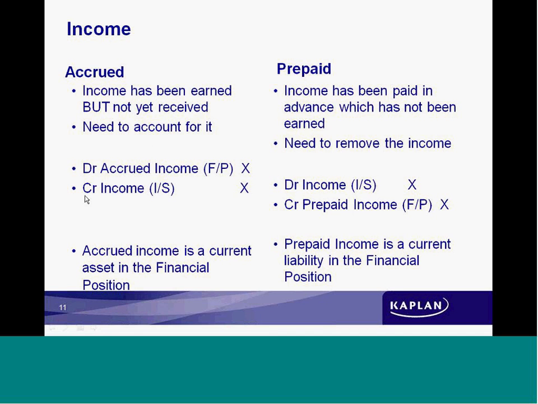We need to debit the accrued income in the financial position. We need to credit the income in the income statement, because we need to increase the income, the revenue, since we've earned it in this financial year. But we need to set up a debit, so we debit the accrued income in the financial position. And as it says at the bottom of my slide, the accrued income is a current asset in the financial position. So come on then, guys, why is accrued income a current asset in the financial position?